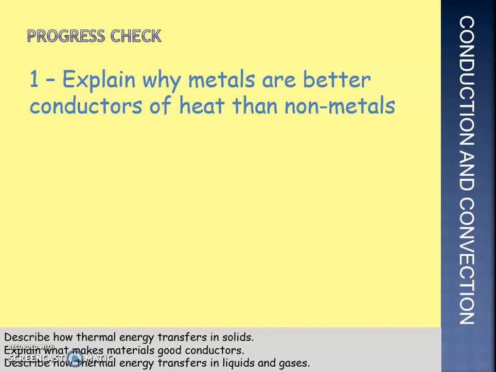Okay, the answer for this one is the metals have free electrons, so the electrons are able to leave the atoms and move through the structure of the metal. These electrons can gain the energy from the heat that's being transferred to the metal, and they move through that metal, colliding with atoms, causing them to vibrate more, speeding up that heat transfer in the metal.